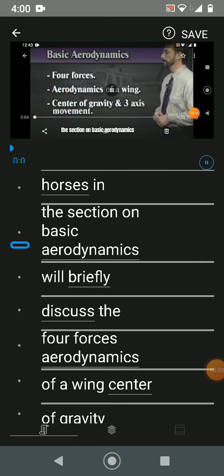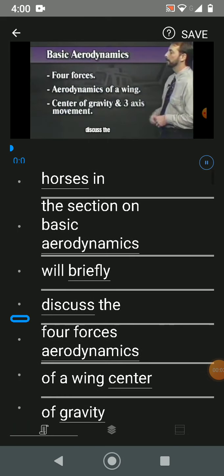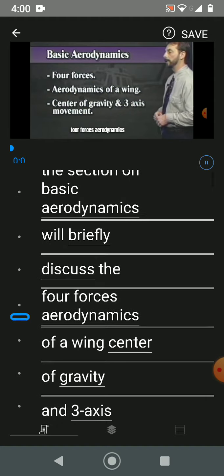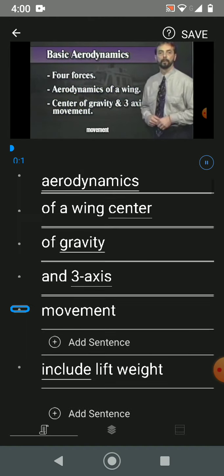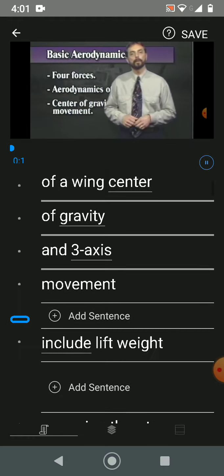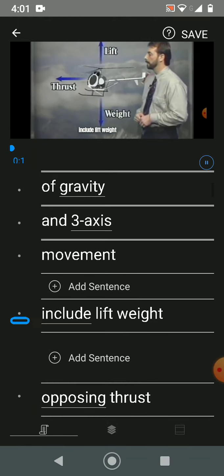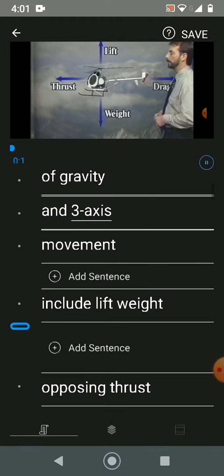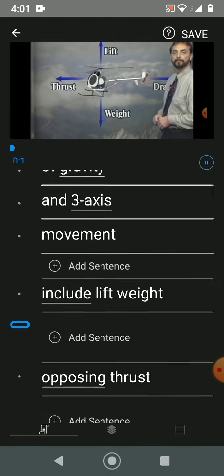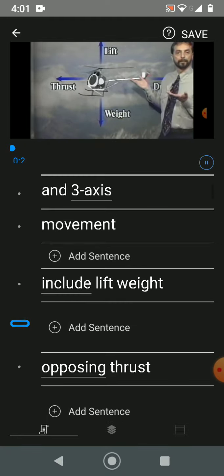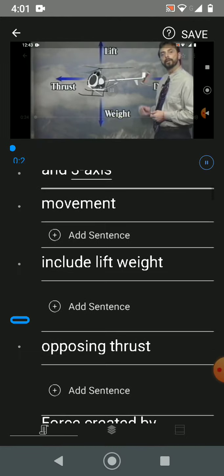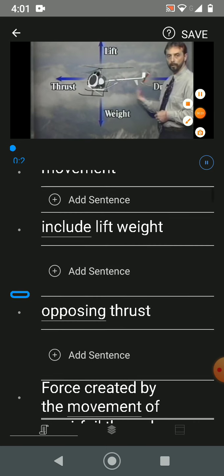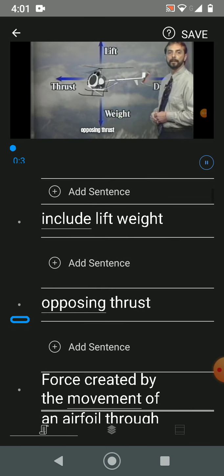In this section on basic aerodynamics, we'll briefly discuss the four forces, aerodynamics of a wing, center of gravity, and three-axis movement. The four forces include lift, weight, thrust, and drag. Lift acts upwards. Weight acts downwards, opposing lift. Thrust pulls forward, and drag acts in a rearward direction, opposing thrust.